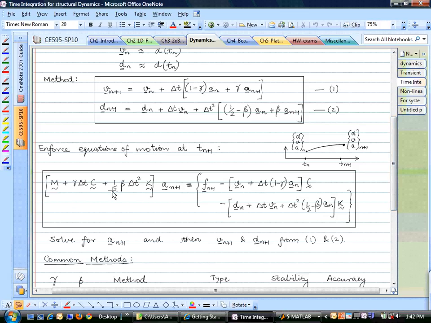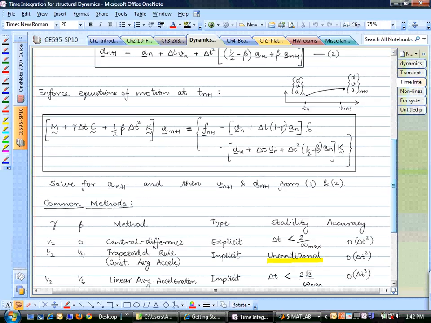That is also the reason this is called an explicit method. Because beta is 0, this term goes away, C is diagonal, M is diagonal, so your matrix itself is diagonal, and those types of methods are called explicit methods. In those methods, you're not actually solving a system of equations, so they are very easy to converge. You're not iterating for your solution.